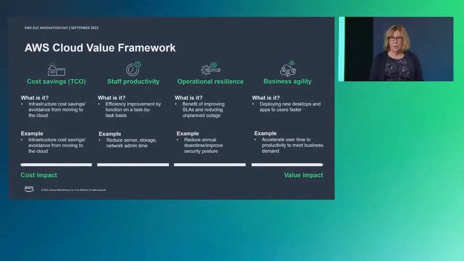The second pillar, IT staff productivity, is about increasing output by the same size team because much of that previous tactical work is no longer needed.